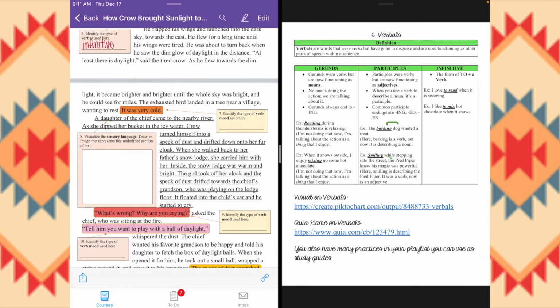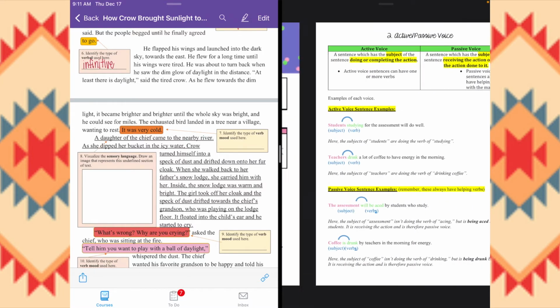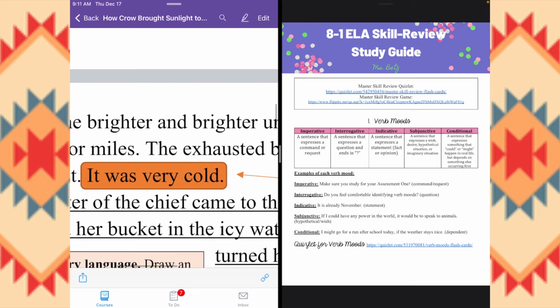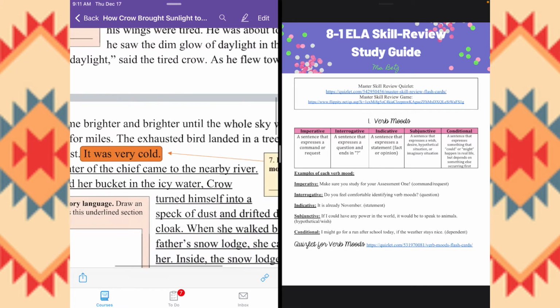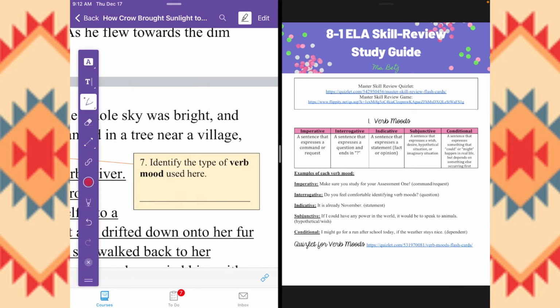Okay, so first thing we're going to do is take a look at a verb mood. So let's go to verb moods in our study guide. Okay, this is our verb mood. So our options are imperative, which is a command or request, interrogative, that asks a question, indicative, which is a statement, subjunctive, which is a wish or an imaginary situation, or conditional, something could or might happen, but depends on something else. It was very cold is a statement here, so this one will be indicative.